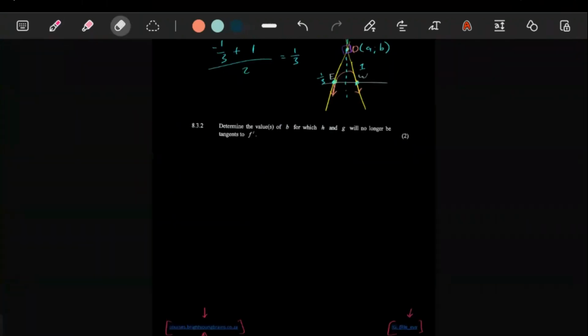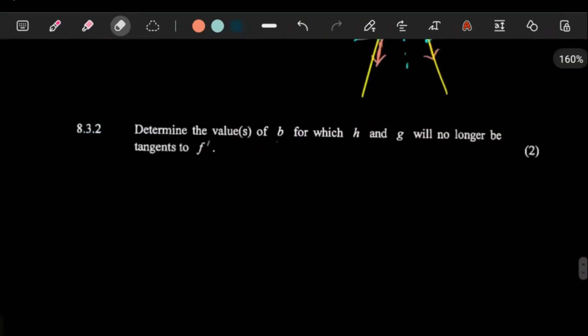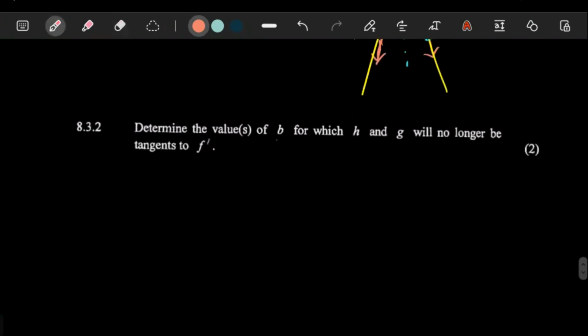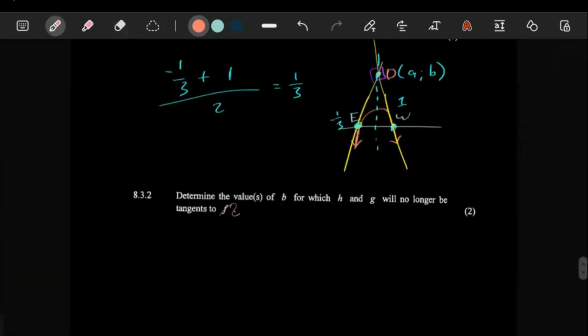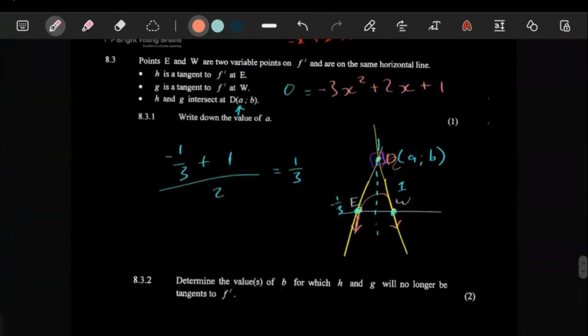That wasn't so bad. Okay, so for this 2 mark question, it says determine the values of B for which H and G will no longer be tangents to F. One line is H, the other line is G. So if these lines are not going to be tangents to the parabola, that's going to be quite interesting. That's going to be super interesting.